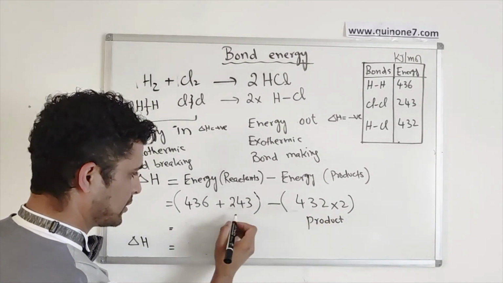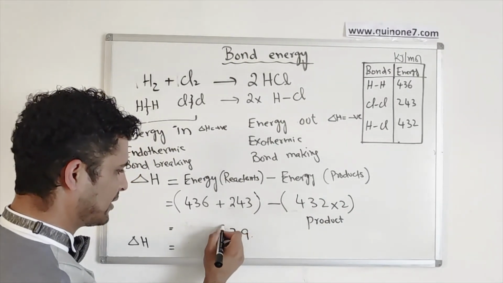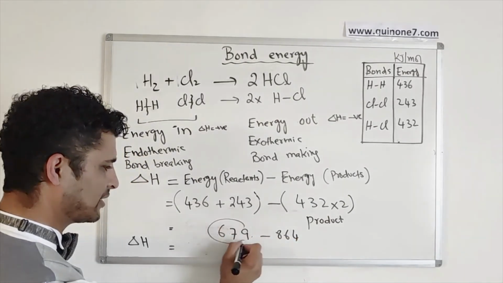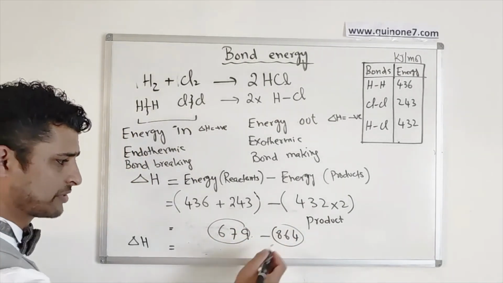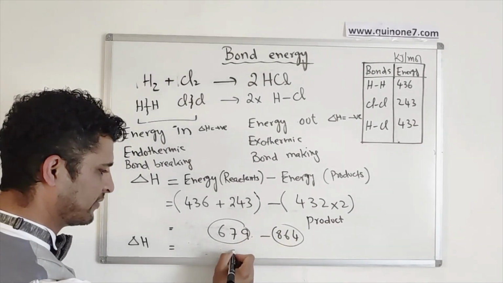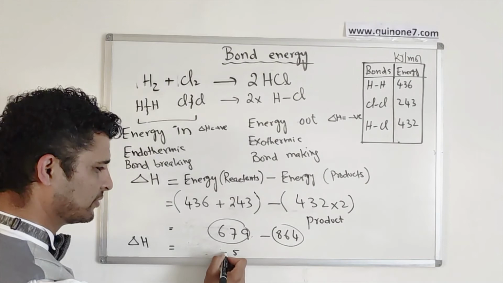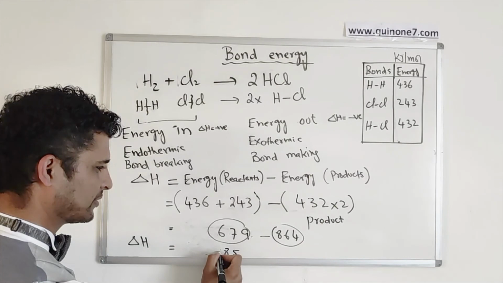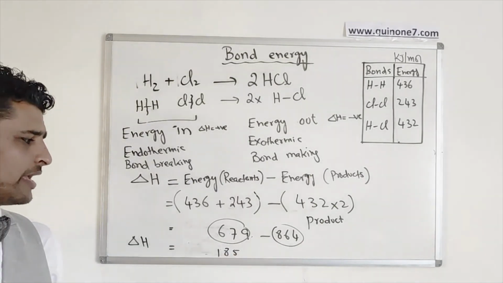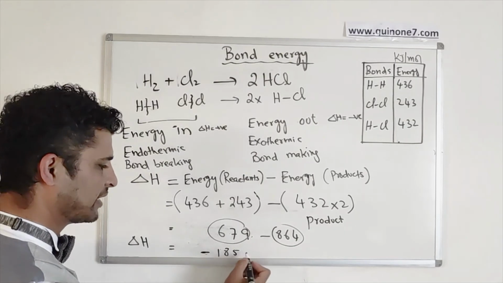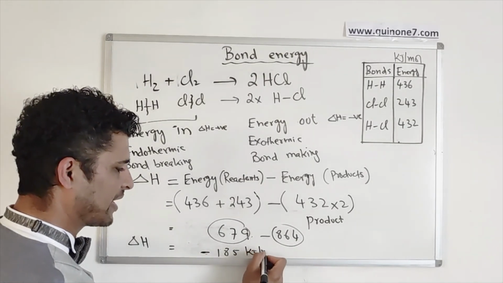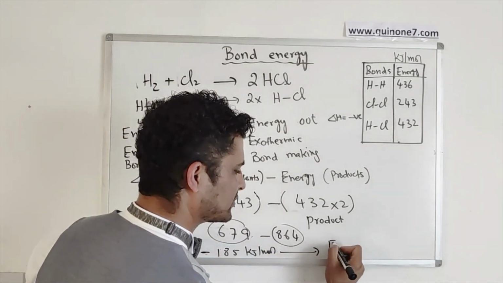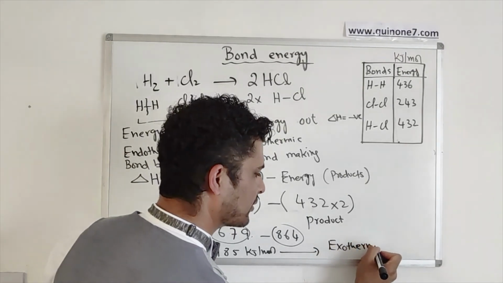So the reactants come to 679 and on the right hand side, minus, you have 864. Look at these values: this is 679 and this is 864. Because 864 is the bigger value, the answer is minus 185 kilojoules per mole of energy. Now, because the answer came in negative, that predicts this is an exothermic reaction.